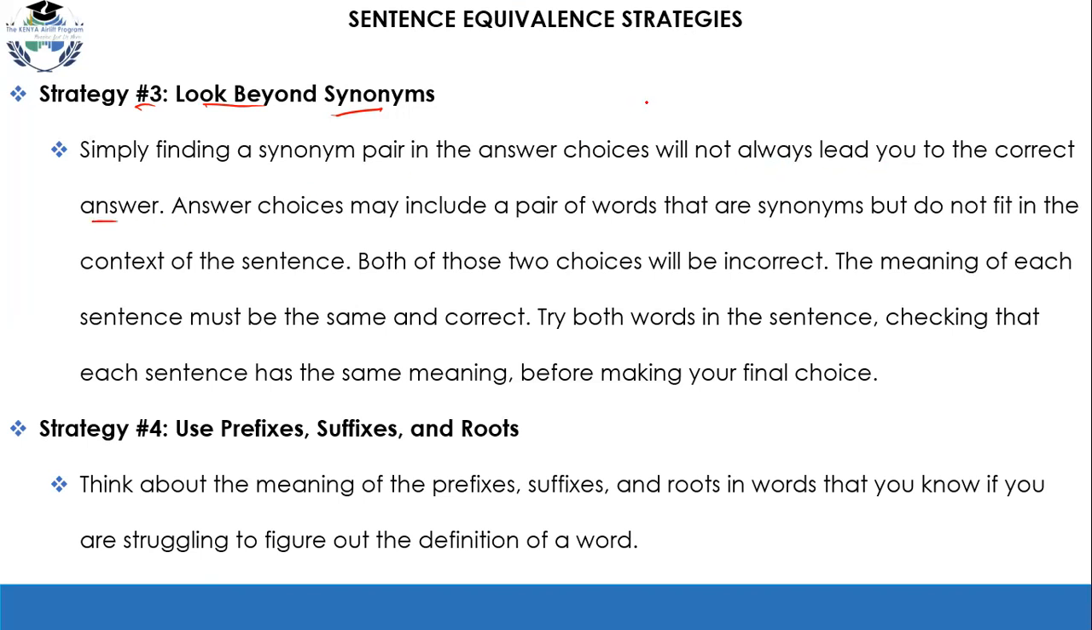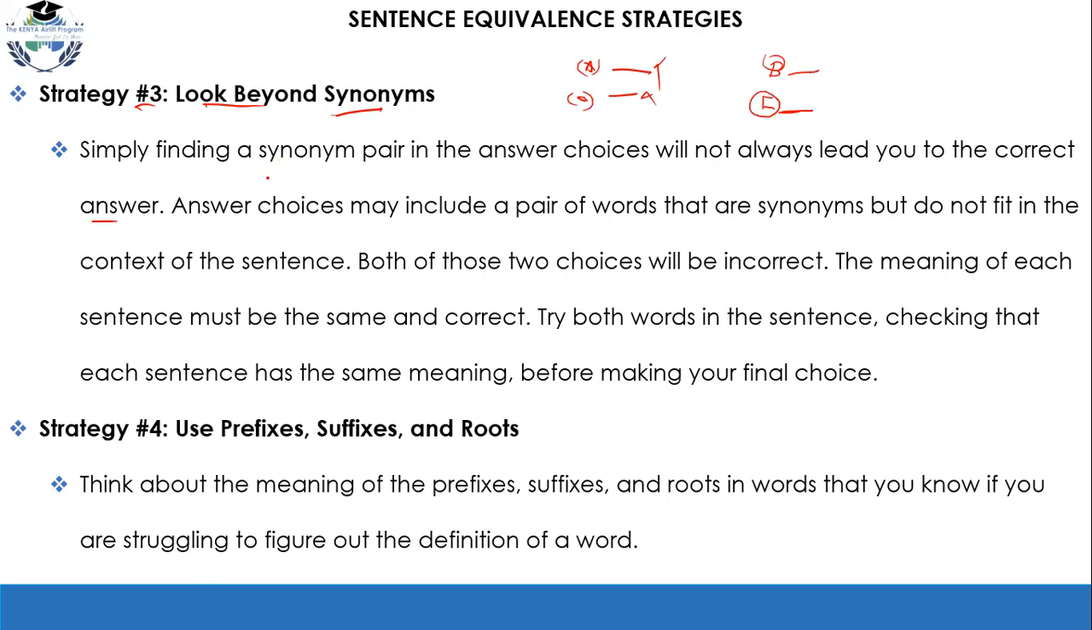Sometimes you think, just because I found two words that have the same meaning, maybe A and C have the same meaning, then this must be the answer. This is not always correct. You might find that option B and option F, for example, are not necessarily synonyms, but they give the sentence the same meaning, the same choice. So this one is what will be correct.